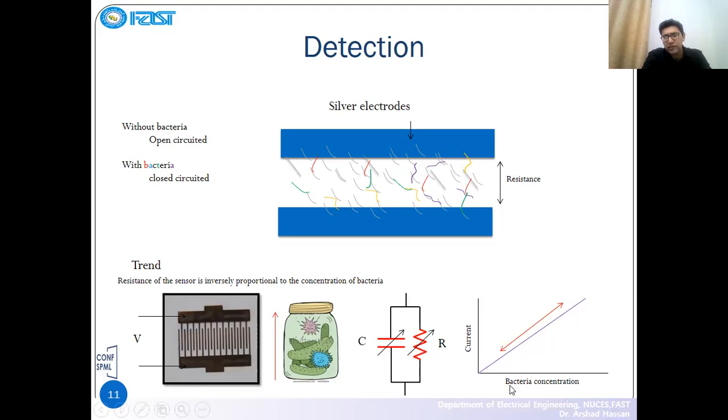So here on the right side, you can see bacteria concentration on the x-axis and the current on the y-axis. When we increase the concentration, the current will also increase. So it means the resistance goes down.